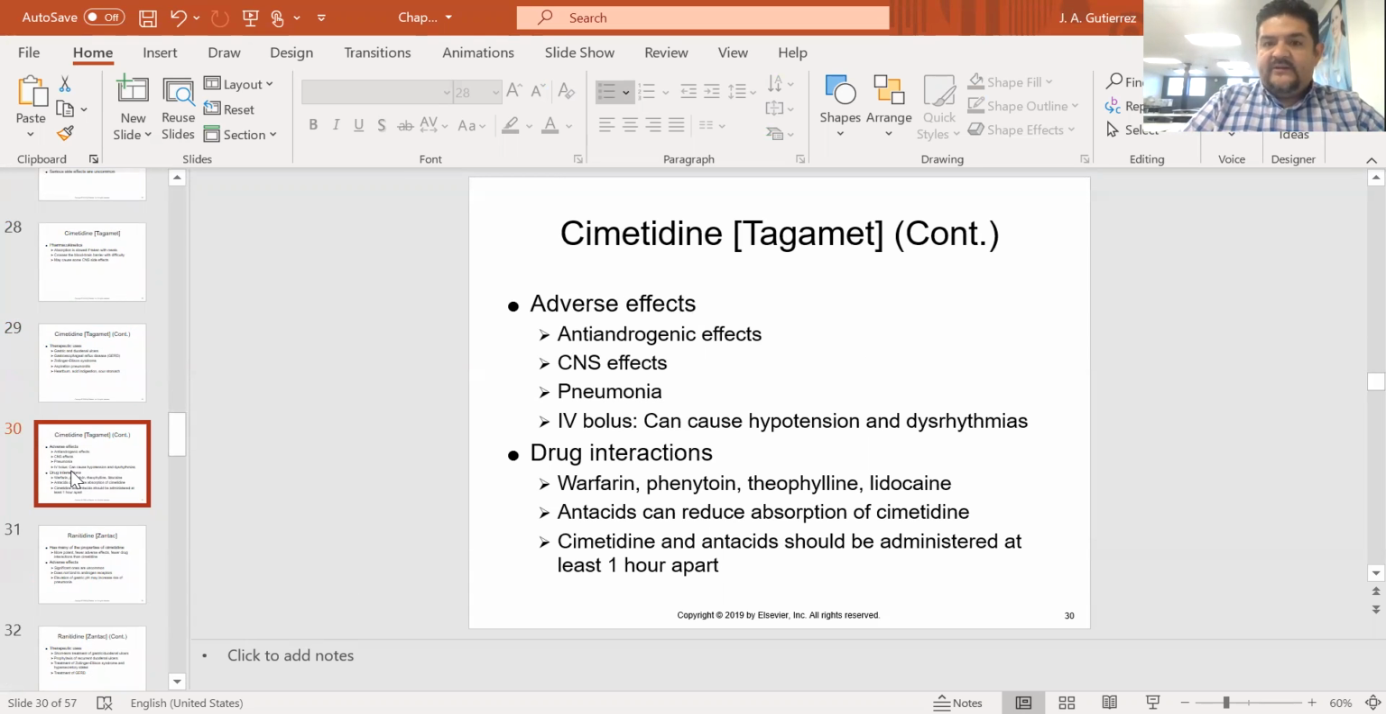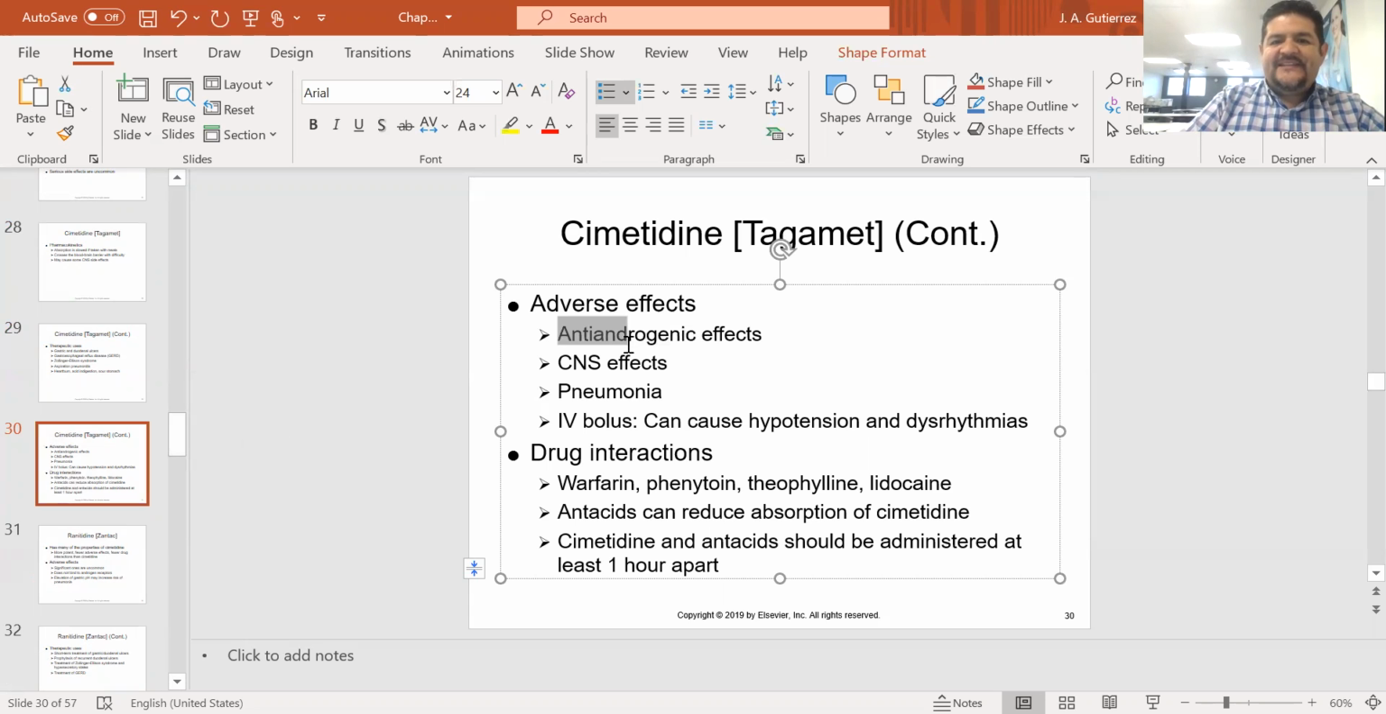So what is the problem? Unfortunately, cimetidine can produce anti-androgenic effects. Androgenic means to provide male characteristics to a body. So anti-androgenic effects for the male would be gynecomastia, man boobs. So cimetidine produces man boobs. It can also decrease libido.